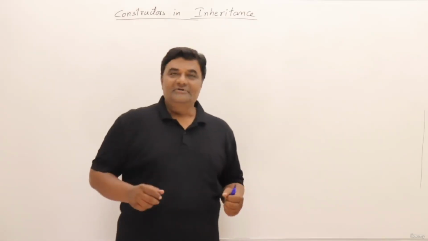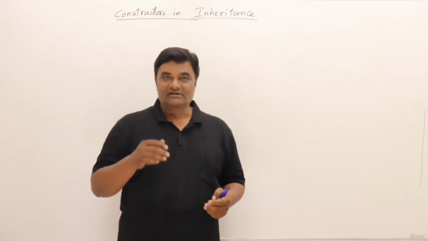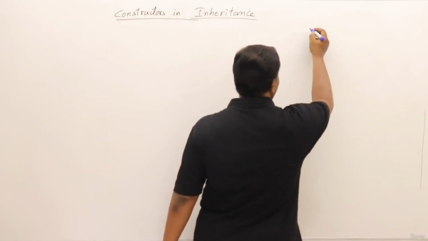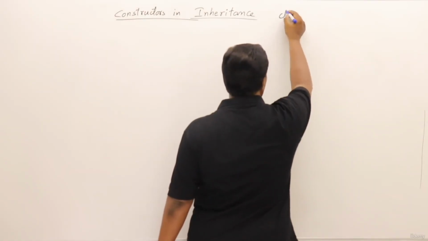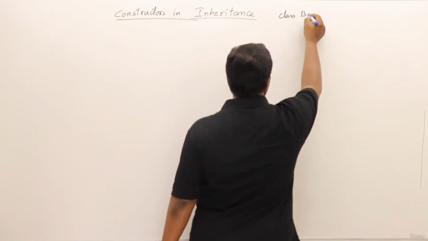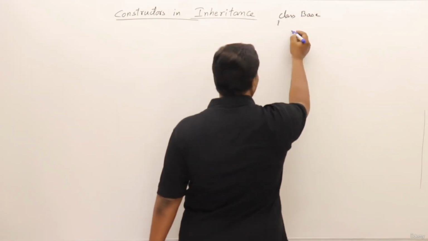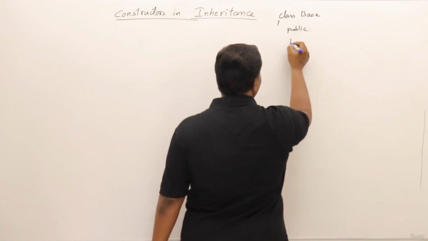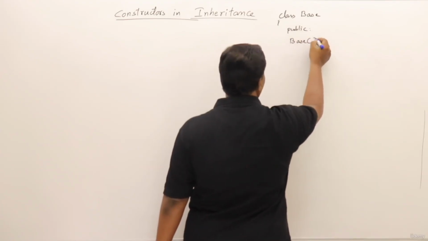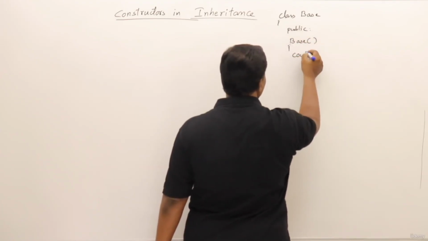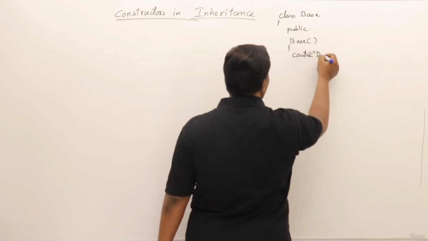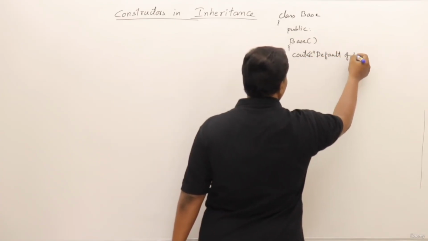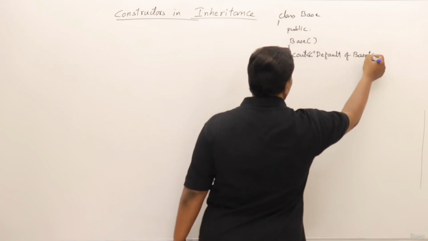Now let us look at an example to understand how the constructors are called in inheritance. So I'll take a simple example. I'll write a class called base, and inside this class I will not write anything, just constructors. The first constructor is base, which is not taking any arguments, and here I will say cout, this is a default constructor of base, so I will say default of base and endl.